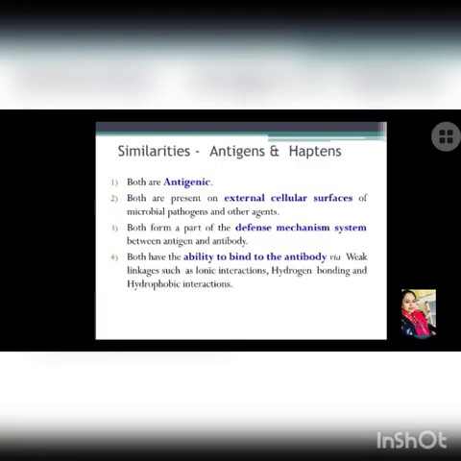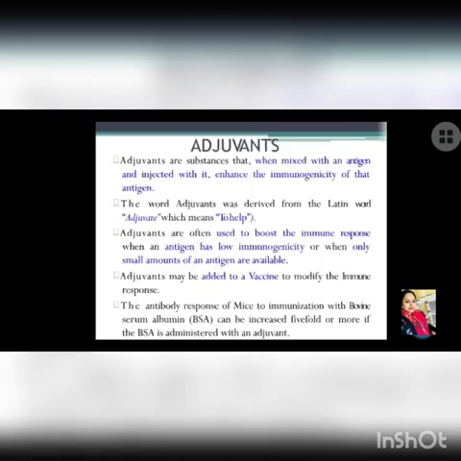Antigens and haptens are very similar in nature. They both are antigenic. They both are present on the external cellular surface of microbial pathogens and other agents. And they both bind to the antibody via weak linkages like ionic interactions, hydrogen bonding and hydrophobic interactions. But the very basic difference between the antigen and the hapten is that antigens are immunogenic in nature but haptens are not. So let us start with adjuvants.